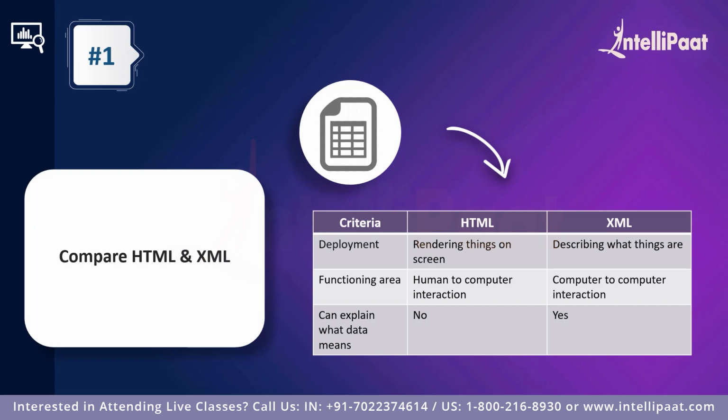And now when we talk about the most important point, whether HTML or XML can explain what the data means: in terms of HTML, no, it's a standardized syntax, which is basically used to take an input, process something, and provide an output, right? So it cannot explain what the data means, it's just a syntax, a scripting language, and it works that way. But XML is a little different there. It has the capability to explain what the data means, because at the end of the day, that is what XML is used for too.